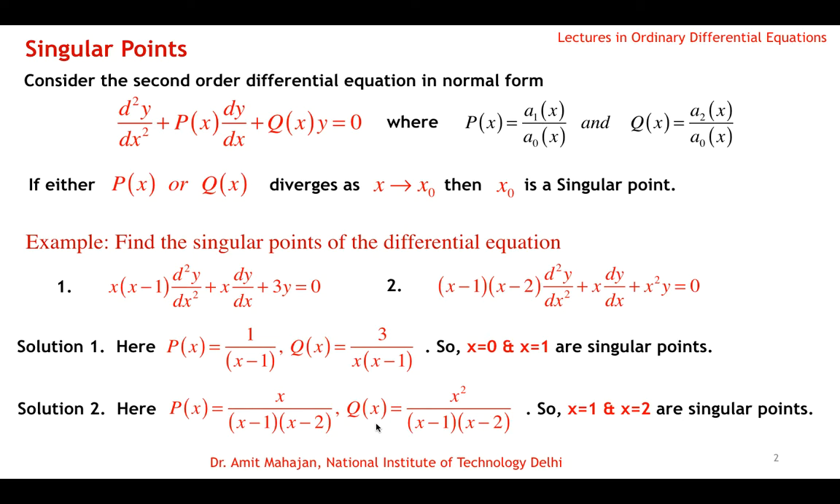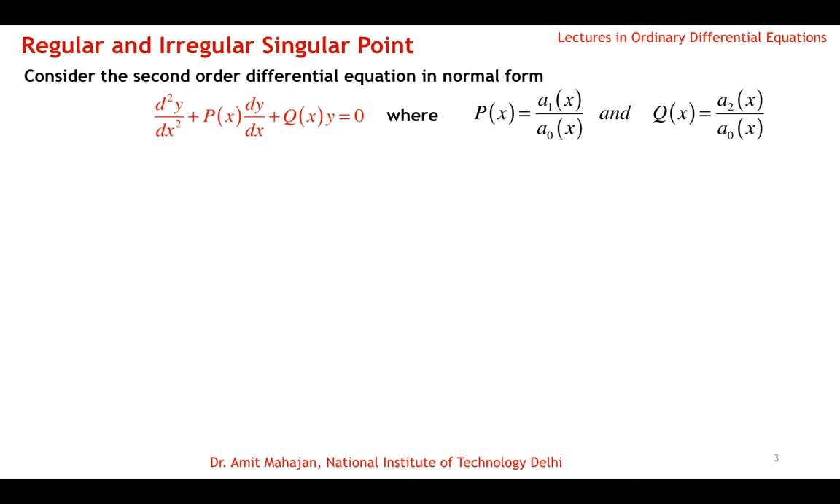Okay, now the singular points can also be classified into two categories. One is called the regular singular point and the other is the irregular singular point. So we'll take this definition now. Okay, so regular and irregular singular point. So consider the second order differential equation in normal form again. Okay, and let x is equal to x naught be a singular point. Okay, that simply means that either p(x) or q(x) diverges at x equal to x naught.